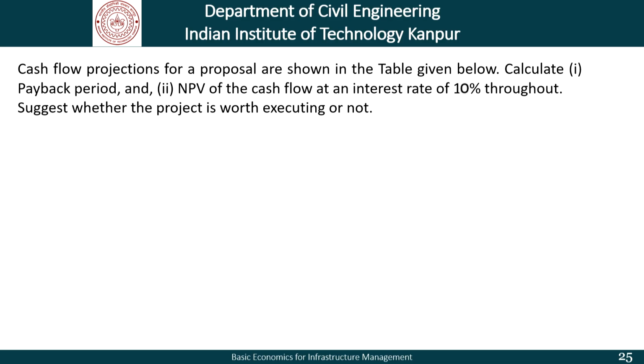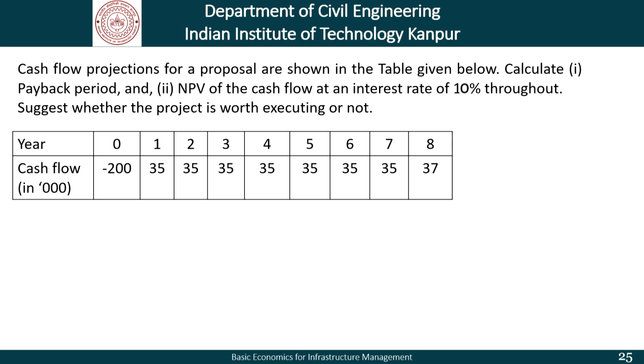So, as an example, if the cash flow projections for a proposal are shown in the table given below, what we are required to calculate is the payback period and the NPV of the cash flow at a certain interest rate, and also suggest whether the project is worth executing. Now, if this was the information known to us, that is, we have an initial investment of 2 lakhs and it yields 35, 37 at the end over a period of 7 or 8 years as given here, then we want to use payback period and try to find out the NPV from the cash flow diagram with an interest rate.